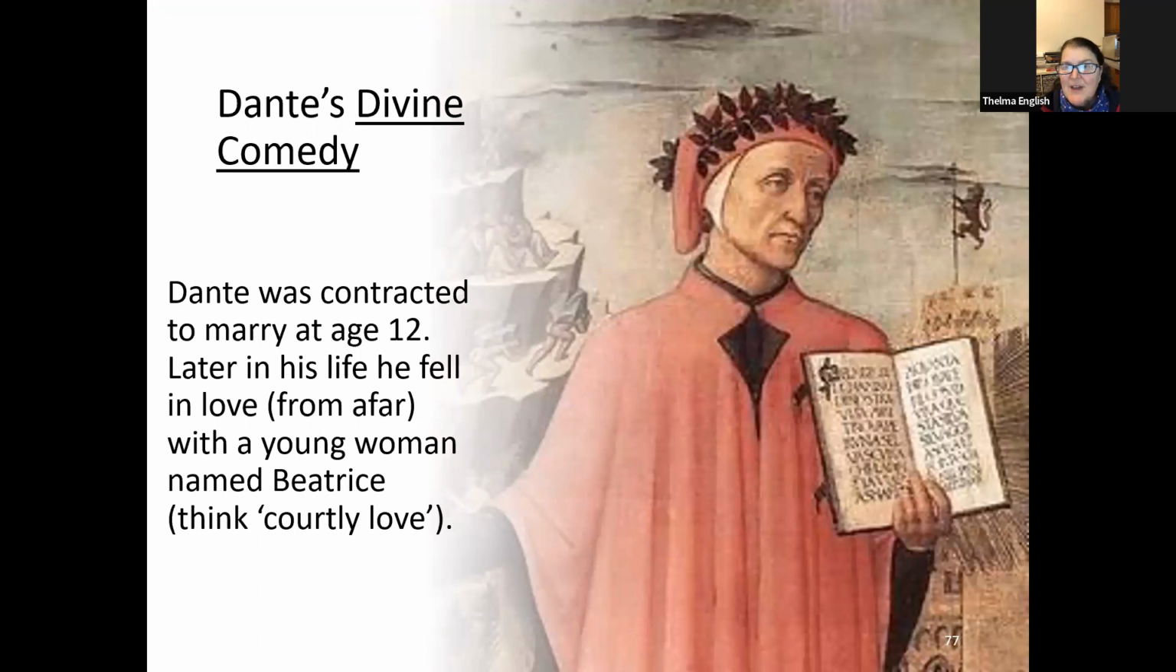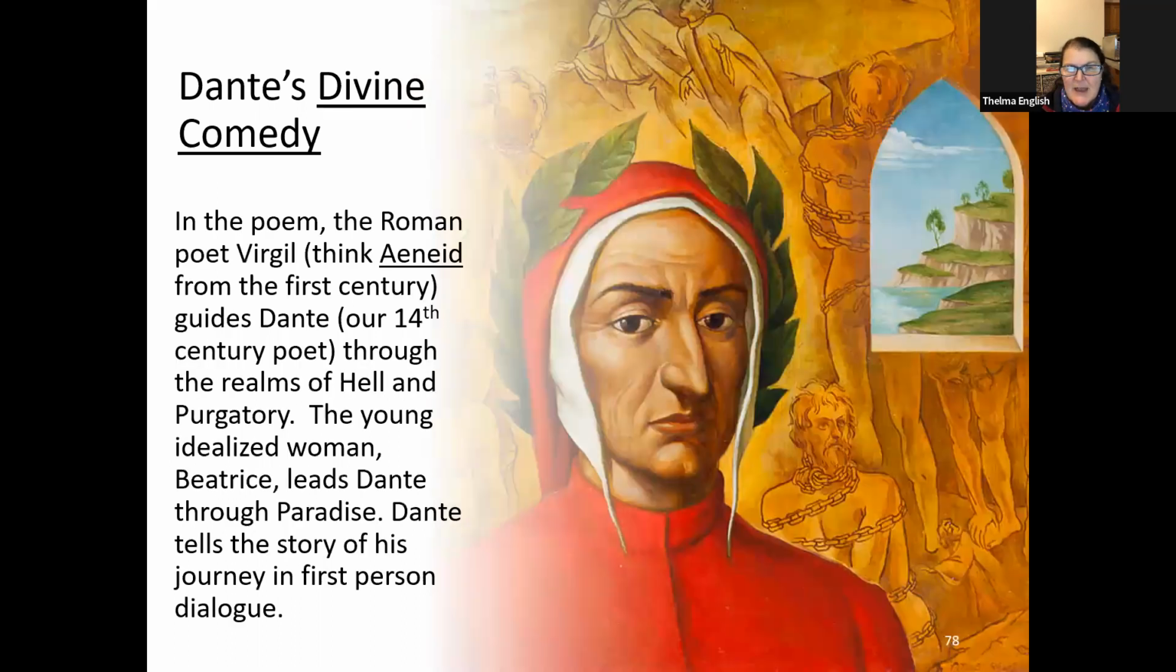Dante, his personal life, he was contracted to marry at age 12. This is where your parents picked who you're going to marry. Later in his life, he fell in love with a young woman named Beatrice. Now, we don't think he ever even spoke to her. He watched her from afar. Remember courtly love from Sir Gawain and the Green Knight, where you don't even have to talk to them. You can just admire them from afar. So he fell in love with Beatrice, and she was his idea of an angel in heavenly form, in the form of a young woman.